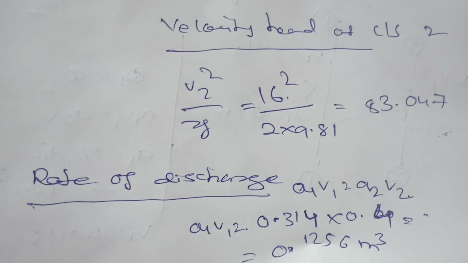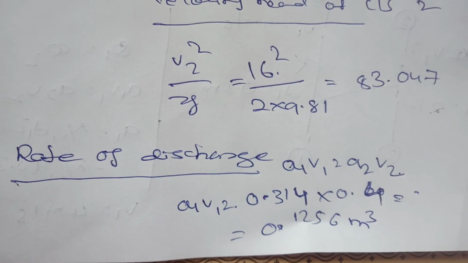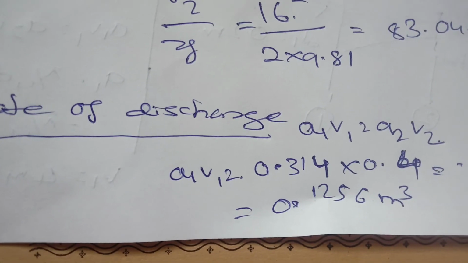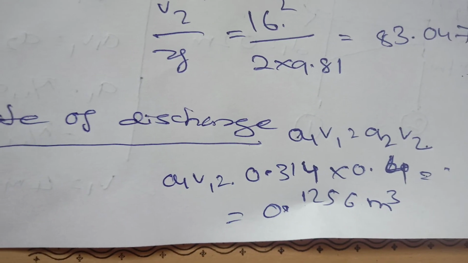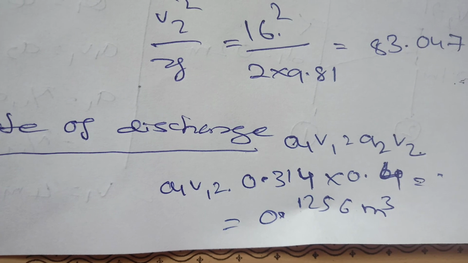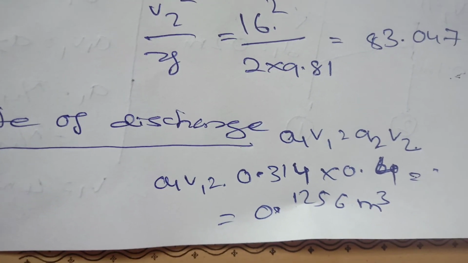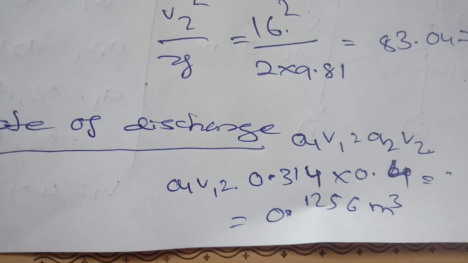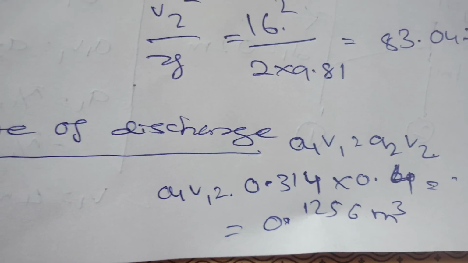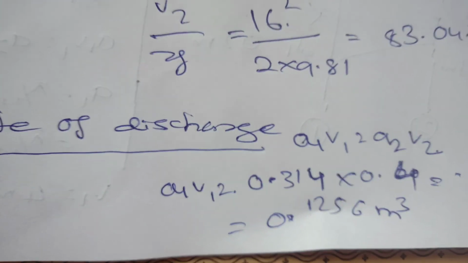Rate of discharge we know, that is a1 v1 is equal to a2 v2. I take a1 v1, I substitute the value of a1 v1. If I substitute the value of a1 v1, I get discharge. a1 is equal to 0.314, v1 is equal to 4 meters per second. I got a1 v1 is equal to 1.256, that is equal to a2 v2, that is discharge.